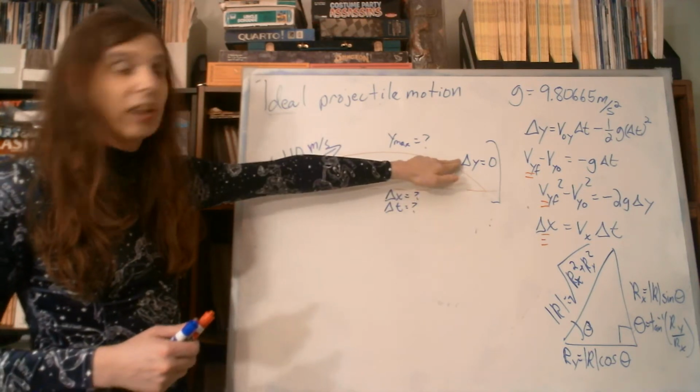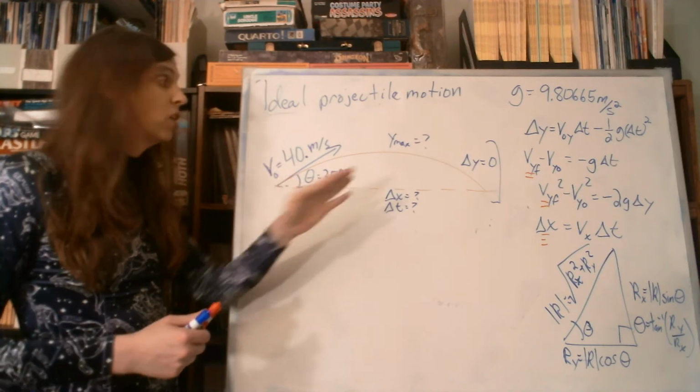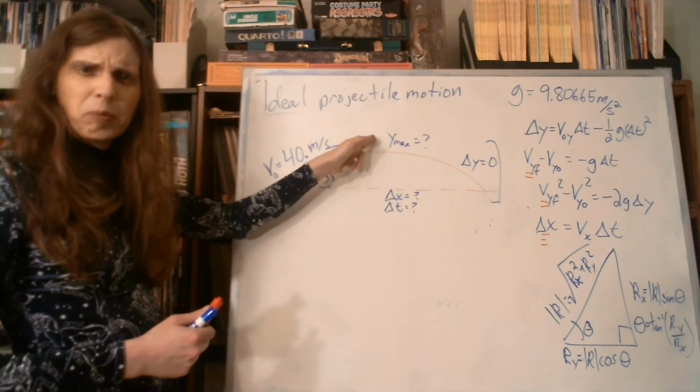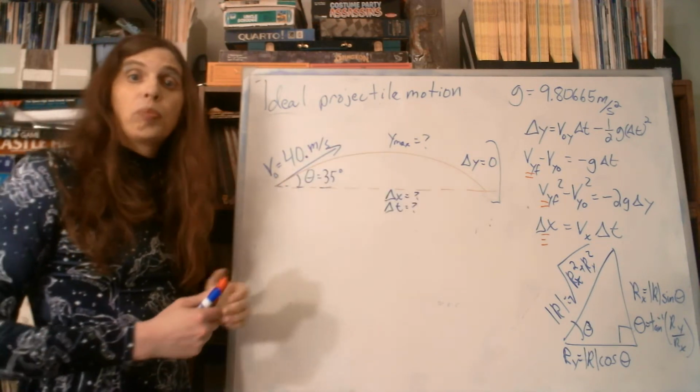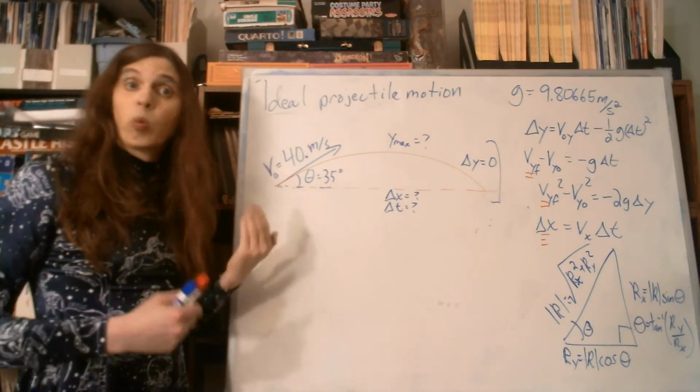So I'm saying here a specification for our problem is that the change in y position overall is 0. Not for the maximum height, but for the overall problem. And how long is it in the air? What's our time of flight?